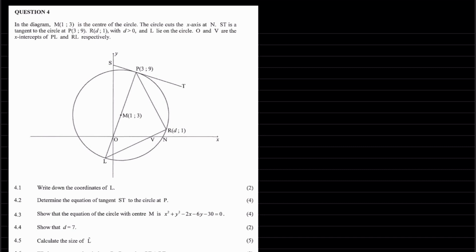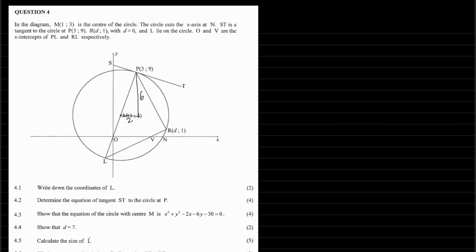Okay, so L is our point right here, and you could use the midpoint formula because you know point M and you know point P. So you could use the midpoint formula, though I want to use a different method here. And it's actually a quicker method if you think about it. So what we do is we look at the distances vertically and horizontally. The distance vertically is 9 minus 3, which is 6. And the distance horizontally is 3 minus 1, which is 2.